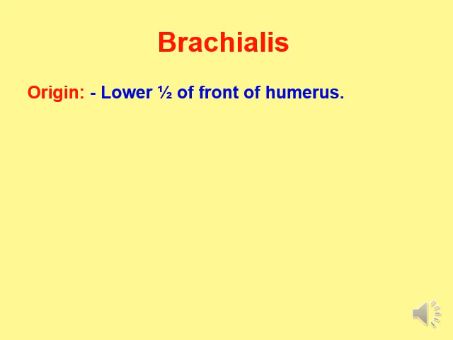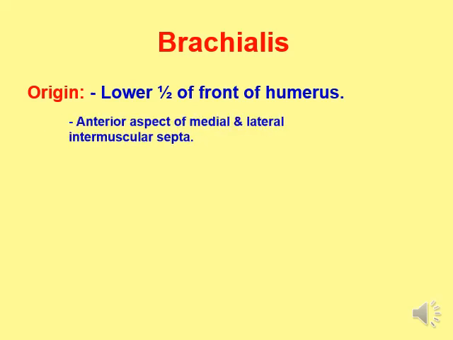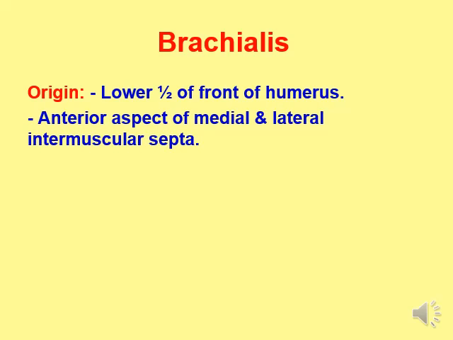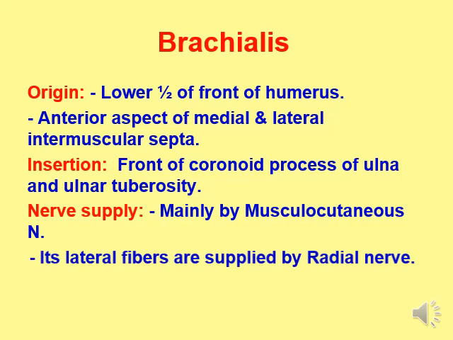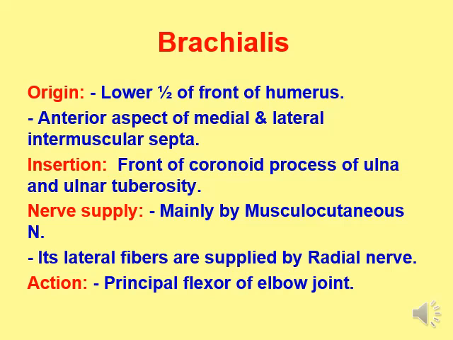The third muscle is called the brachialis. It takes origin from the lower half of the front of the humerus and also from the medial and lateral intermuscular septa. The insertion is into the front of the coronoid process of the ulna and also to the ulnar tuberosity. The nerve supply is double: the musculocutaneous nerve and the radial nerve. Its action: it is the main flexor, or the principal flexor, of the elbow joint.